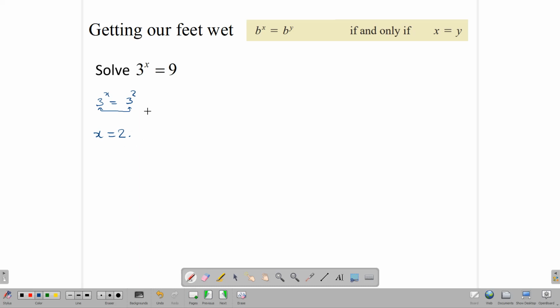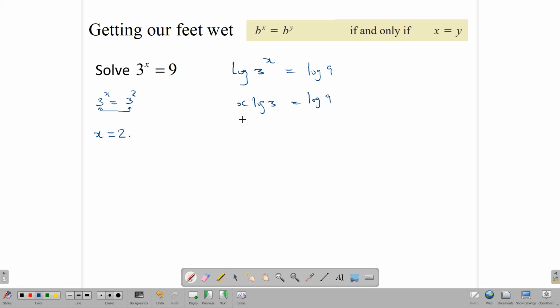But we could use logarithms to solve this. Not that it's needed in this particular example, but just to show you how it works. We could solve it by saying that the log of 3 to the x would be equal to the log of 9. And using the logarithmic rules, log of 3 to the x can be written as x log 3, and that will be equal to log of 9.